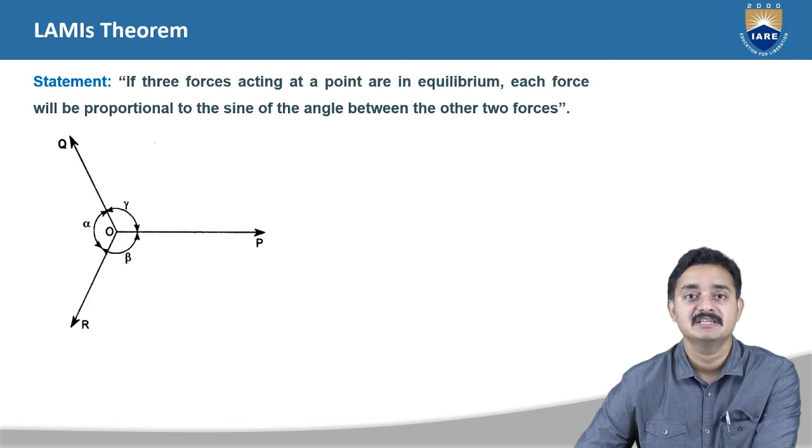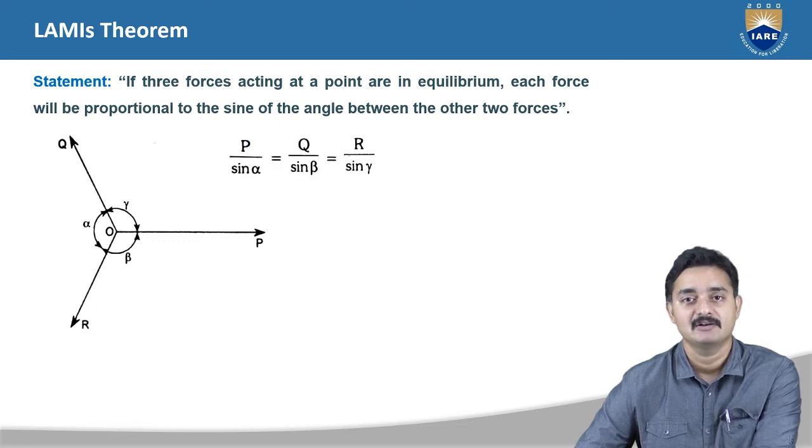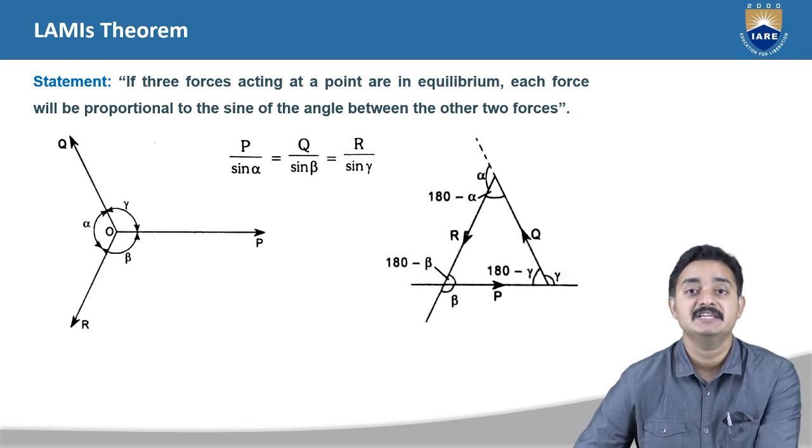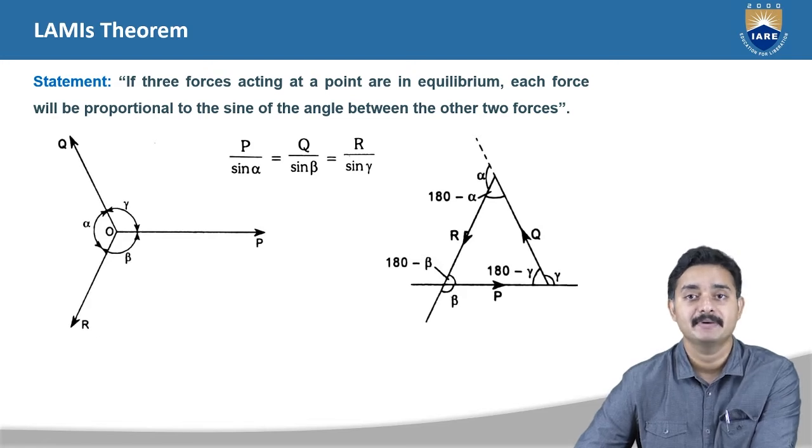Then Lami's theorem can be expressed by the equation P by sine alpha is equal to Q by sine beta is equal to R by sine gamma. The proof of the statement can be given using the in-order representation of the forces acting at a point O. The three forces acting at a point are in equilibrium and can be represented by three sides of a triangle taken in the same order as shown.